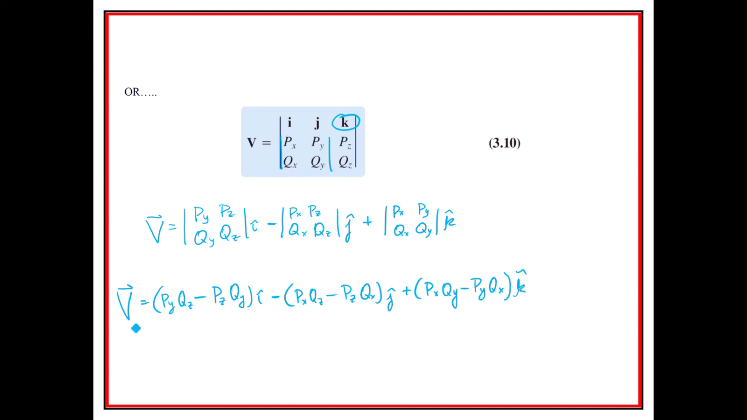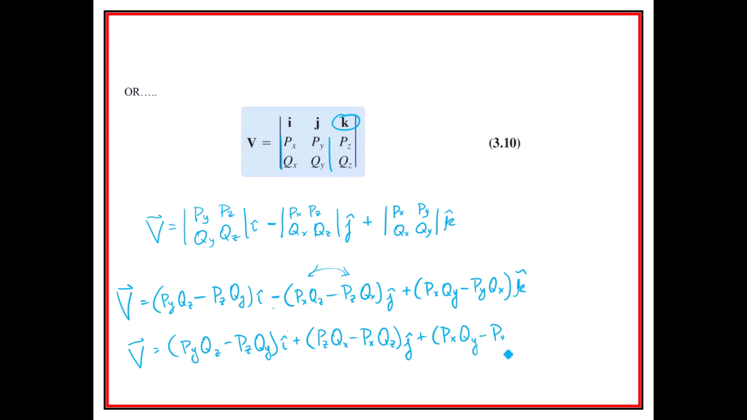And then if we wanted to fix this up, make it look a little prettier so we can compare it to the one on the previous page, I'm just going to rearrange, make that plus, and then go Pz Qx minus Px Qz, J, right? I just flipped these two around because of the minus and the minus. Because that's what you're going to see. That's how it's written in the book.